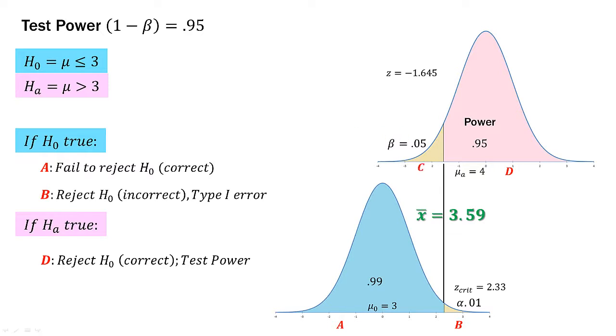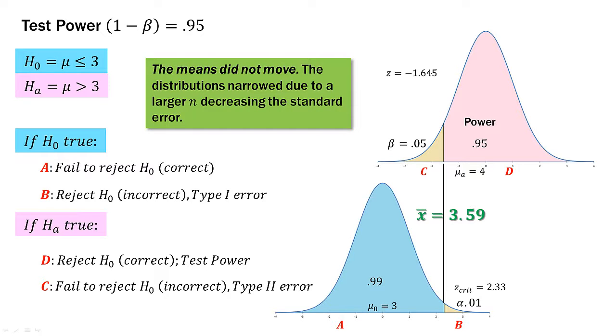Now, what about at C? Here we would fail to reject the null hypothesis because, again, the type 2 error is where it overlaps with the non-rejection region below. So we would fail to reject the null hypothesis incorrectly, and of course that is our type 2 error. But what's going on here? Notice the means did not move. The hypothesized population mean is still 3. The alternative population mean is still 4, so those didn't move.